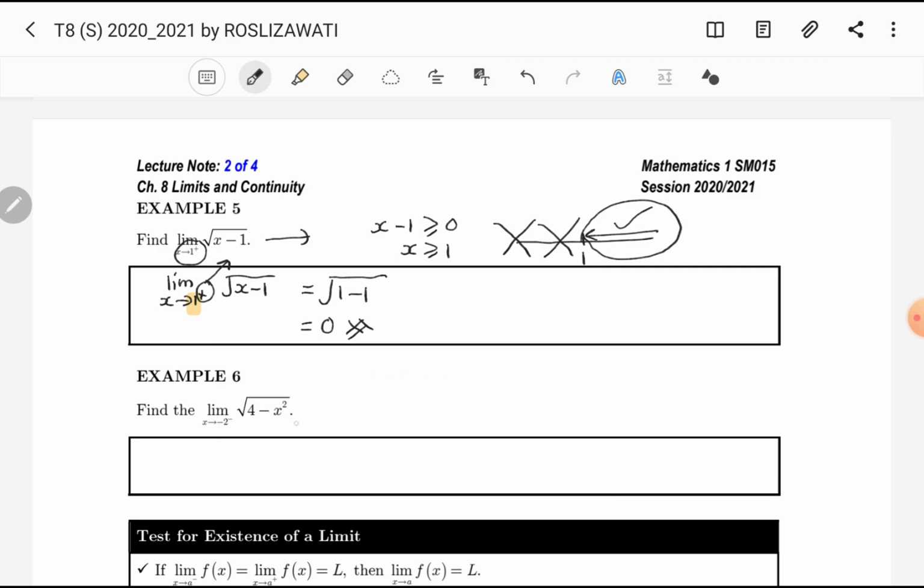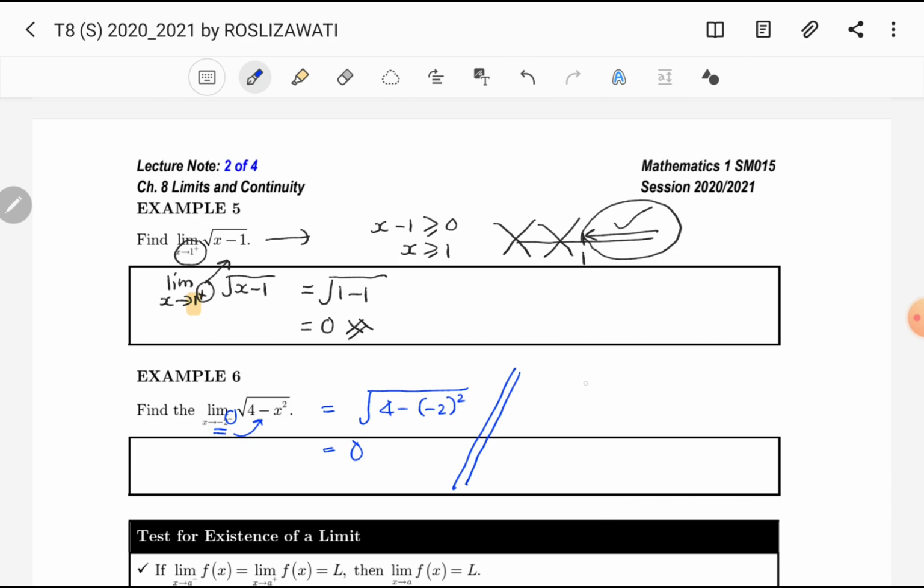Limit of surd 4 minus x squared as x approaches negative 2 from the left. Okay, we ignore the negative sign for now and substitute negative 2 inside. So we have surd 4 minus, we replace x with negative 2 squared. Try substituting: 4 minus 4 equals 0. But wait, let's first look at its domain. Is it really equal to 0? Substituting does give that answer. Let's check.